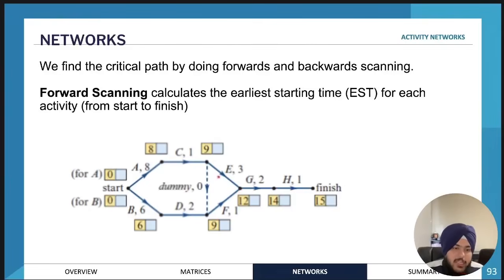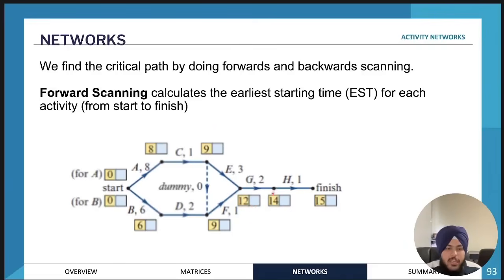And then for activity G, if we look through this path, activities A, C, and E must be done before starting G. But if we look at this path, activities A, C, and F must be done. So which one's the longest? A, C, and E is 12 hours, whereas A, C, and F is only 10 hours. Therefore the earliest starting time is 12 hours.